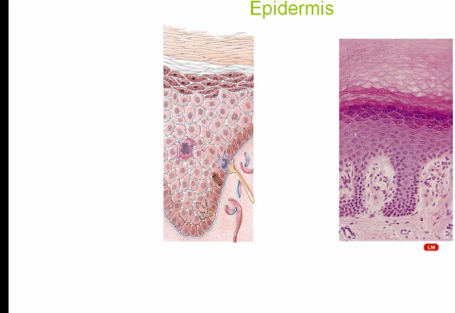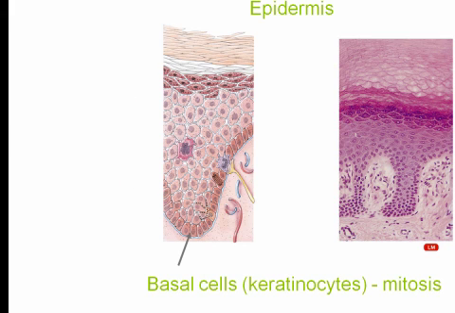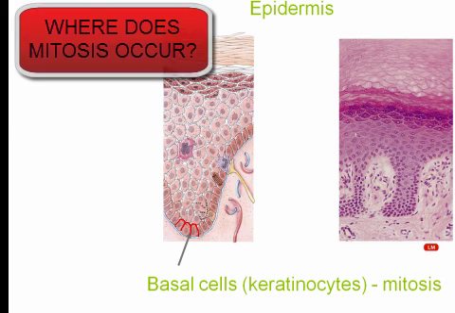Here's a picture of the epidermis, so just that upper layer of stratified squamous epithelium, and so we can look at this in a little bit greater detail. We want to begin all the way down at the bottom. These are called the basal cells. Specifically, they are keratinocytes because they produce a protein called keratin, and that's what waterproofs the skin. But this is where very rapid mitosis occurs.